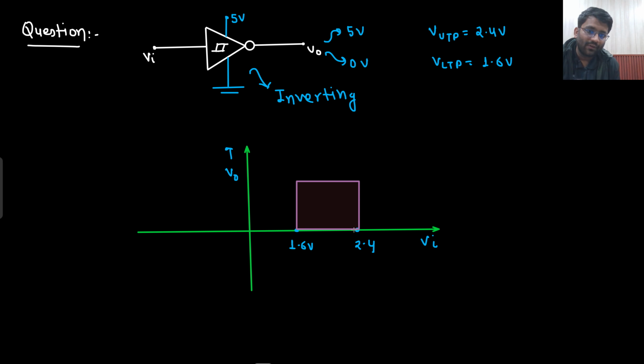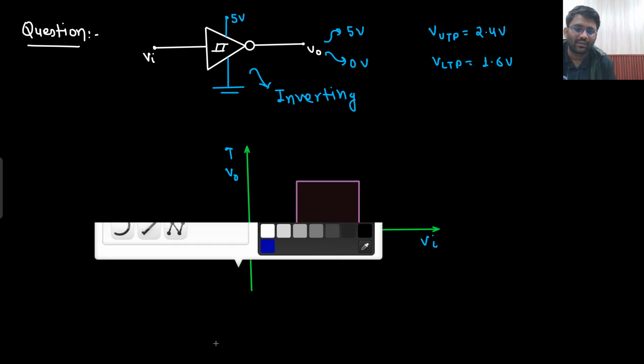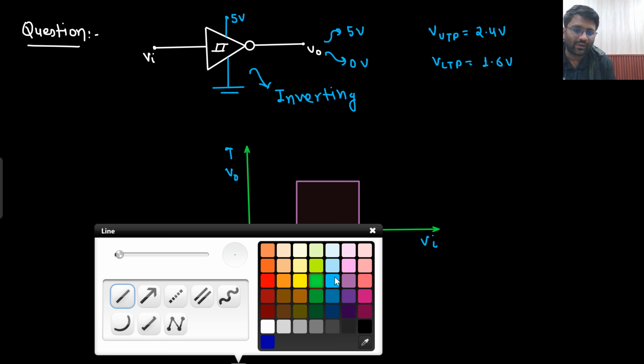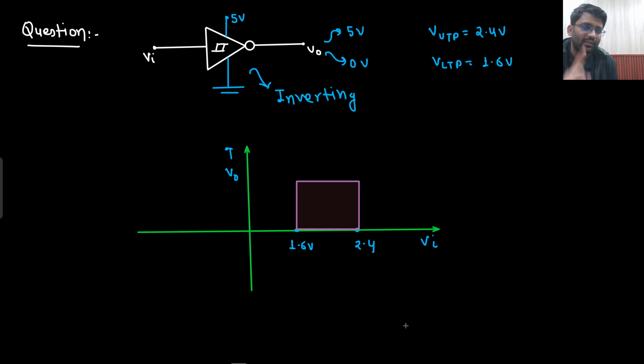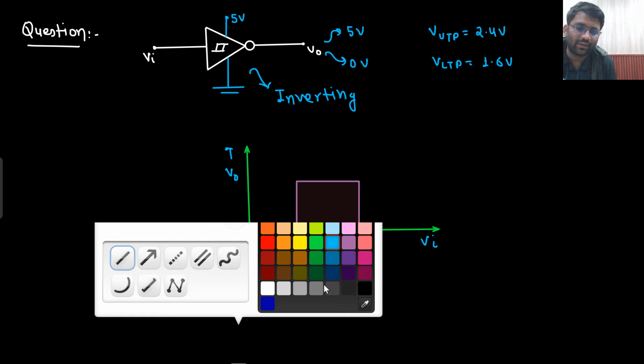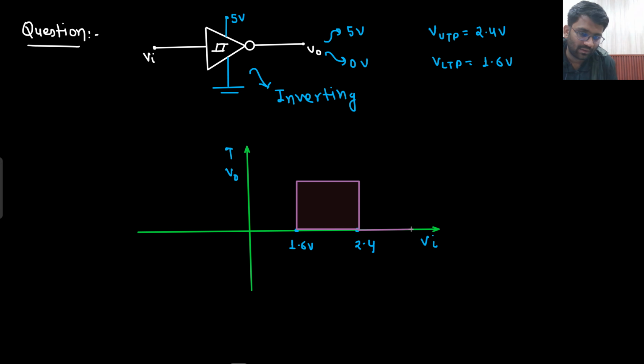Now, if input is greater than 2.4 volt, let me know what will happen. It is an inverting Schmitt trigger. So for a greater value, you will get lower output, and for a lower value, you will get higher output. This output will be plus 5 volt and this output will be 0 volt. This is an inverting Schmitt trigger.